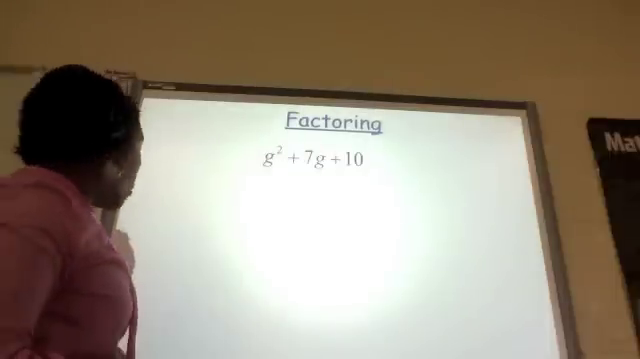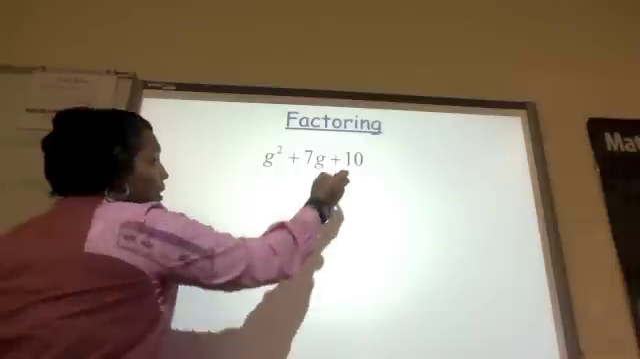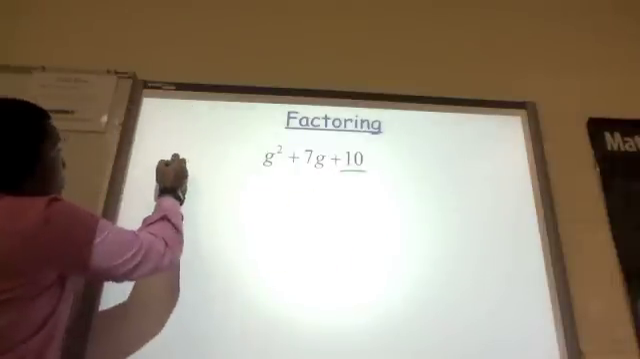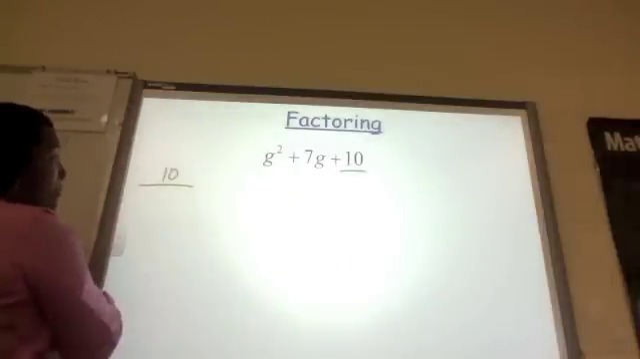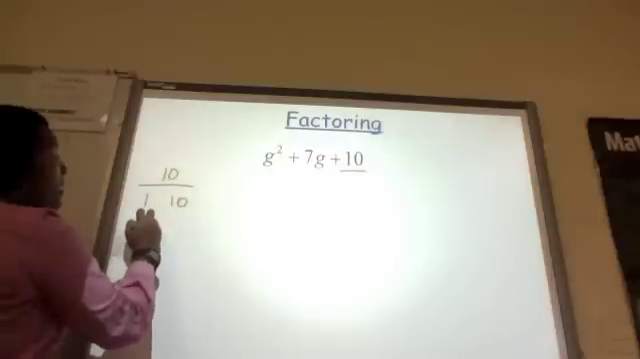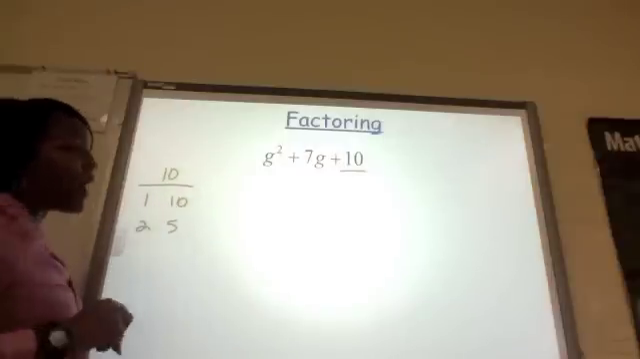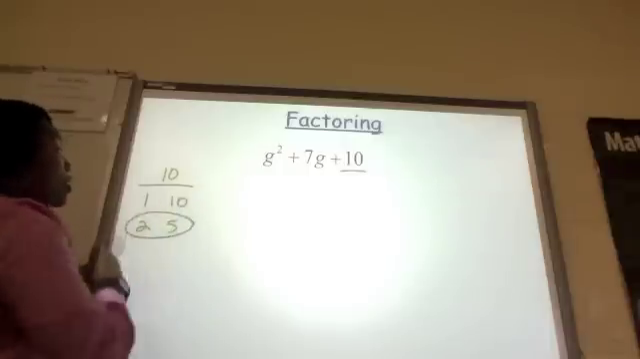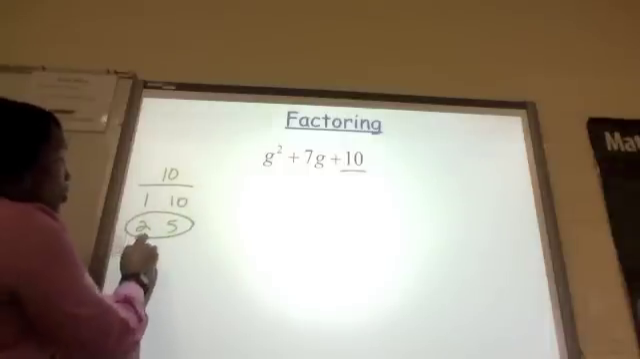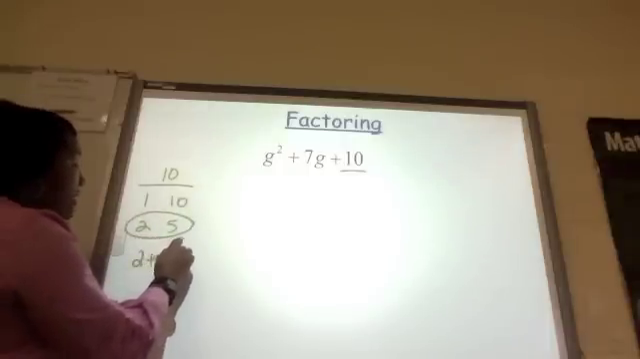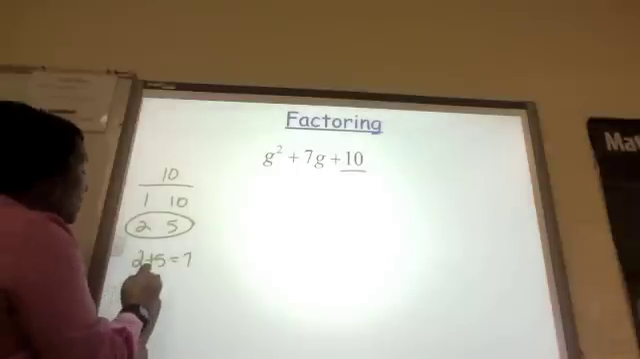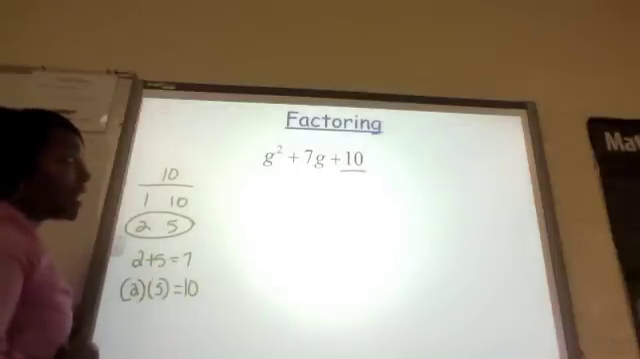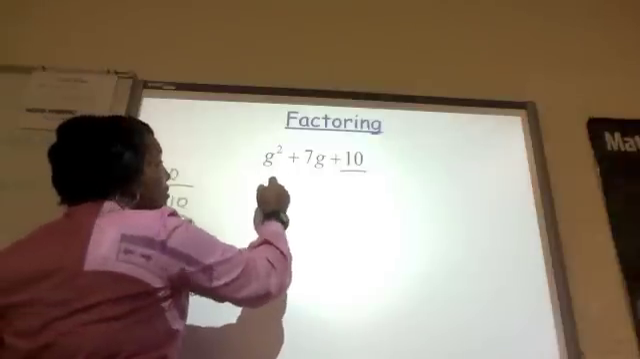Okay, one last problem. This is our last number. We're going to list the factors of 10. 1 times 10, 2 times 5. Which 2 am I going to use? Of course, 2 and 5. 2 plus 5 will give me 7, and 2 times 5 will give me 10. Okay? So, rewrite.